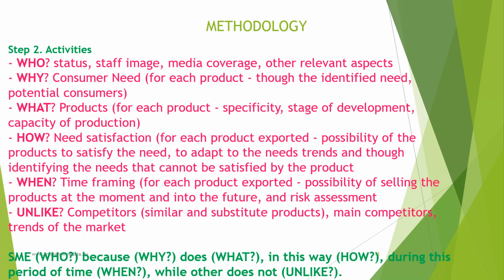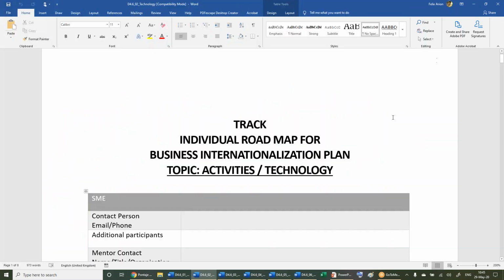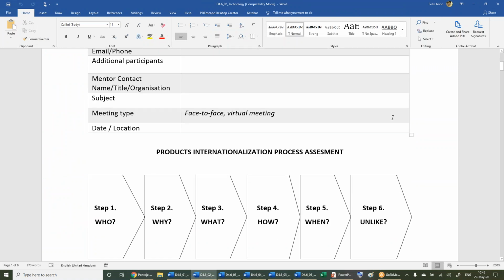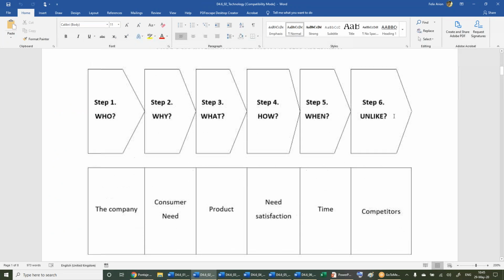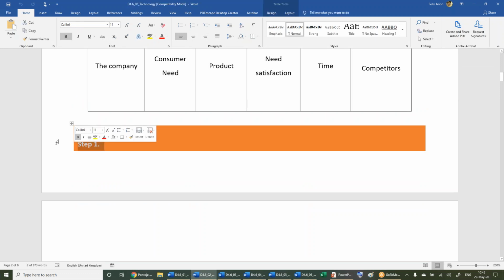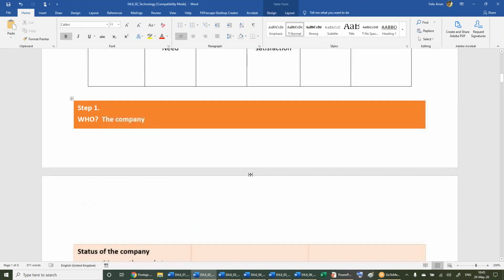When will it be done? When it's possible, now, in 2 years, in 3 years, anytime, it could be adapted all the time. And the last one: why do you believe that the competitors or similar and substitution products are totally different, or quite different compared with your product? Of course, the first page is quite the same. This is the explanation.